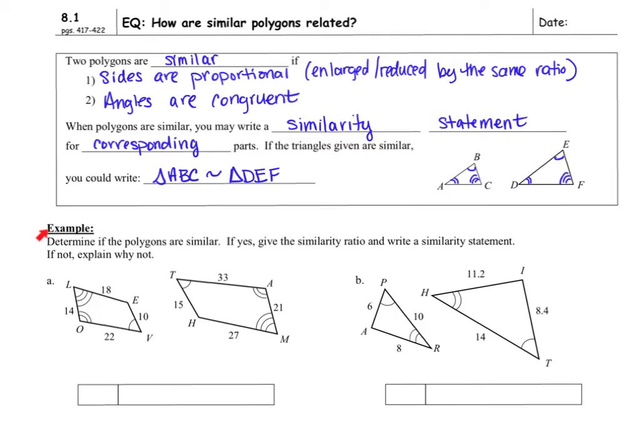Let's take a look at some examples. We're going to determine if the polygons below are similar. If they are, we're going to give the similarity ratio and write a similarity statement. If they're not similar, we're going to explain why. So let's take a look at letter A.